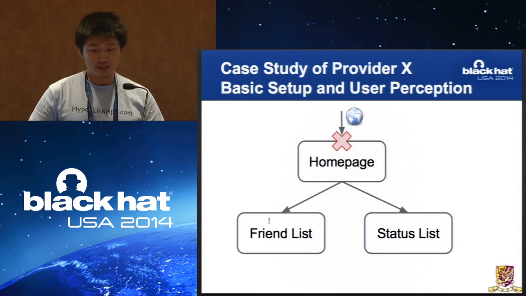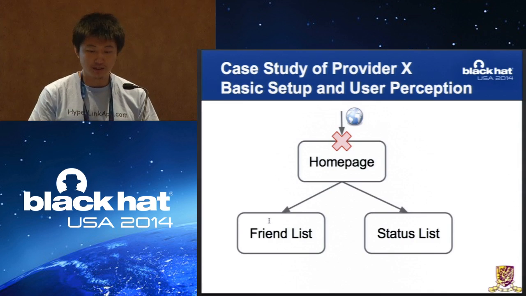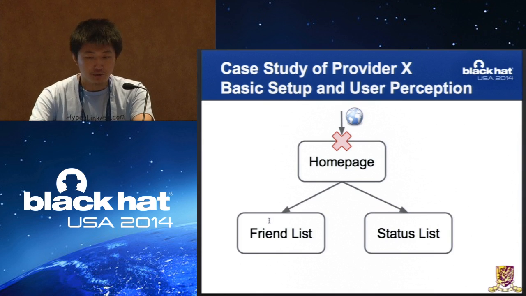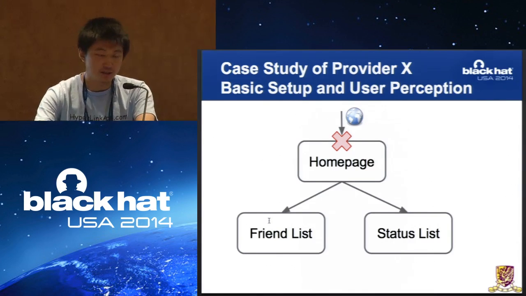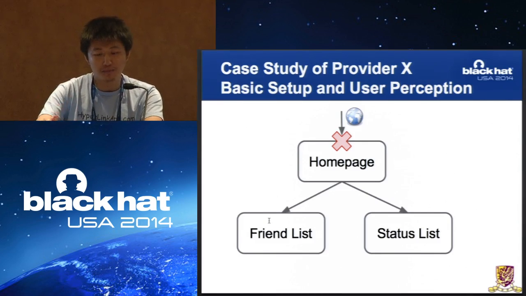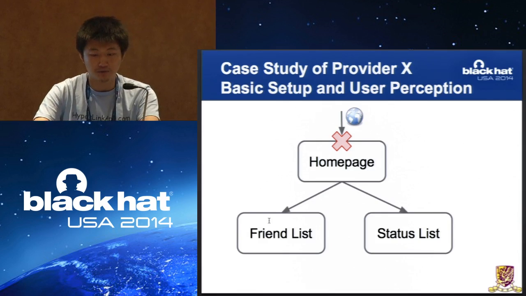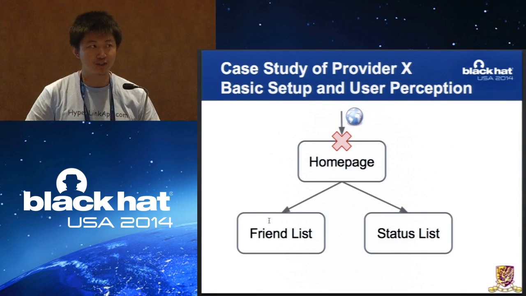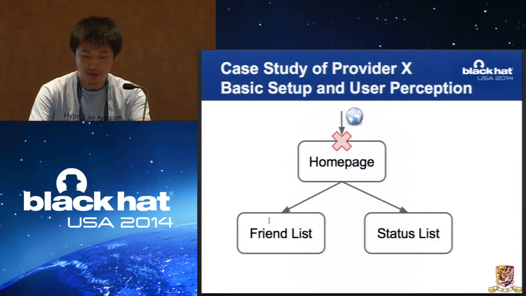And the setup of provider X is like this. For every user, it has the homepage, the friend list, and the status list. Of course, there are more data objects, but for simplicity, we only show the 2. Normally, if you visit a stranger's homepage, that is, you are not friends, then the homepage will act as some gatekeeper. The system will block you at the homepage so that you cannot further access the friend list or status list. So this is what you will get from your browser. And this gives the user an impression that, okay, the homepage is gatekeeping those data objects behind the homepage.